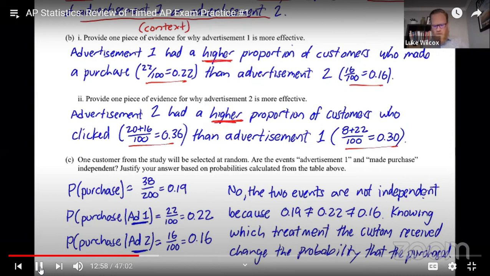Now, what would be required for full credit here? Well, we actually went ahead and calculated 3 probabilities here. Actually, if you calculated any 2 of those probabilities and showed that they were not equal to each other, that would be sufficient. We sort of went a little bit extra here. Now, once again, you want to make sure that you answer the question that's being asked, which is whether or not the 2 events are independent.